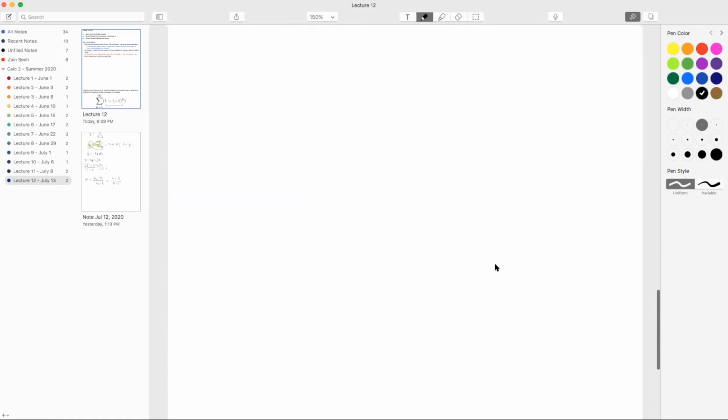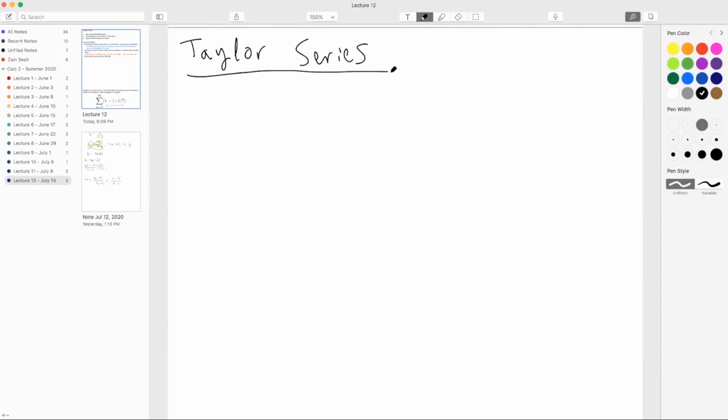So we'll start the topic for tonight, and it is called Taylor series. This is named after a famous mathematician whose last name is Taylor. Okay, so let's just recall from last class a power series expansion.